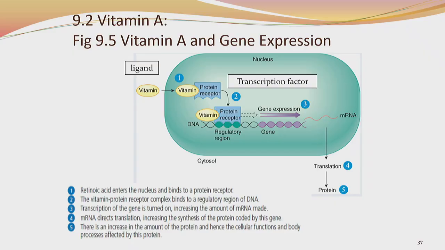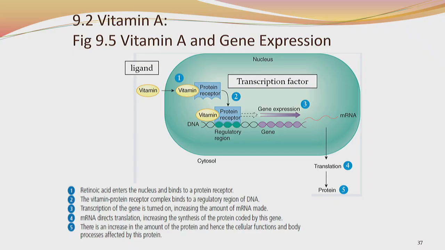So now you have the vitamin and protein receptor binding to a regulatory region of the DNA. It is transcribed. So transcription of the gene is turned on, and it increases the amount of messenger RNA that is made. And it is this messenger RNA that directs translation. If you recall what translation is, essentially, you have transfer RNA also coming to pair up with this messenger RNA.